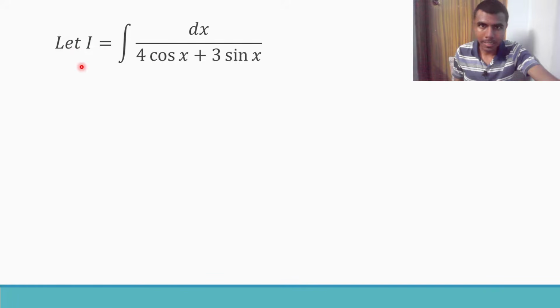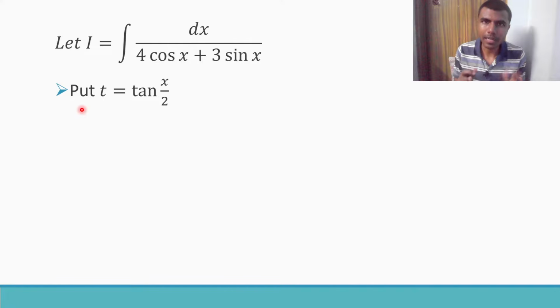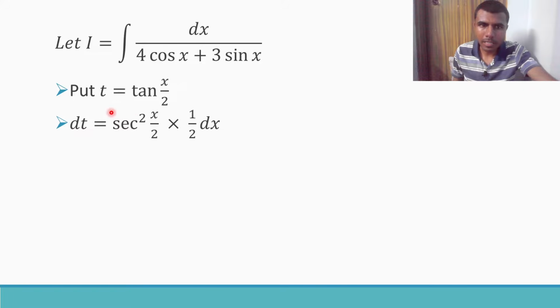I'm taking the given integral as I. Next, put t is equal to tan x by 2. This is one of the standard ways. I expect you to remember this. Now dt will be nothing but secant square x by 2 into half dx. Now why? Just differentiate both sides.